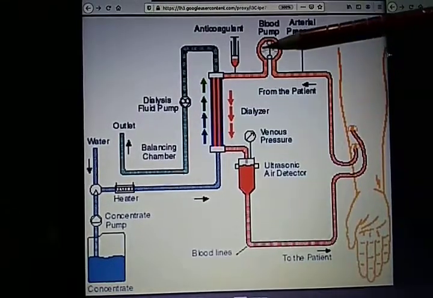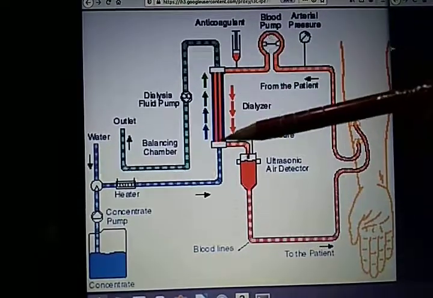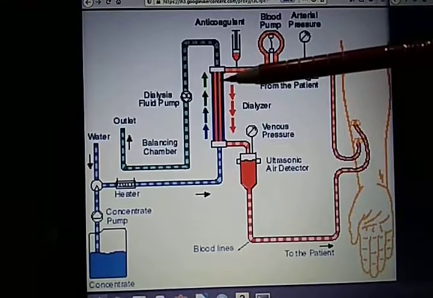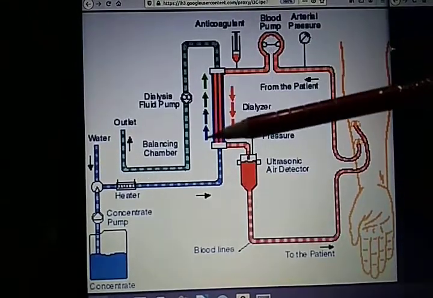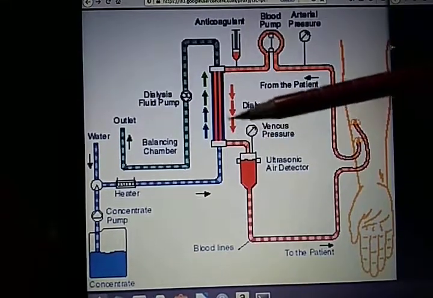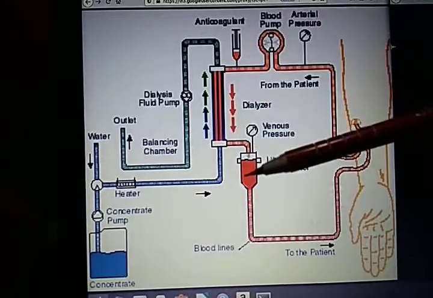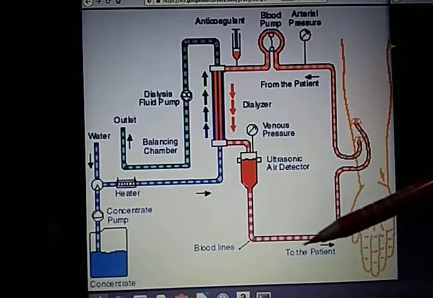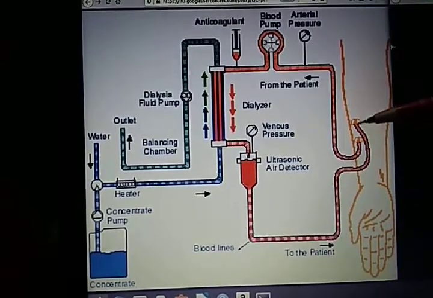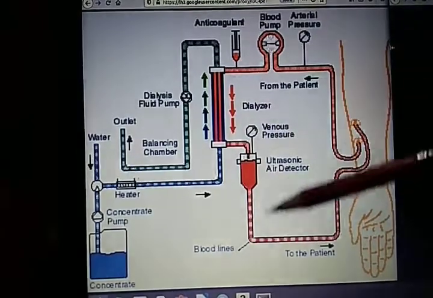The arterial blood then enters the machine, and the dialyzer portion of that machine extracts all the nitrogenous waste out of that blood. When the blood becomes pure after the removal of nitrogenous waste, then the blood is again passed into the patient's body via the puncture of the vein. So in this way, the blood is purified.